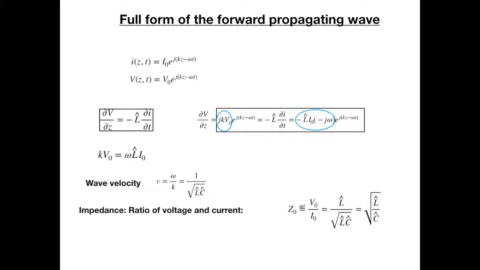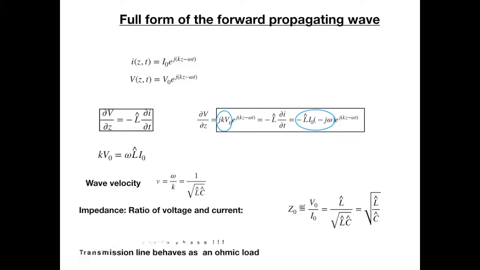Using the fact that the wave velocity is what we've derived before, we find the ratio between the voltage and the current is related to the inductance and capacitance per unit length. The voltage amplitude over the current amplitude, shown here by V naught over I naught, is simply the square root of the inductance per unit length over the capacitance per unit length. We call this ratio the impedance of the transmission line, usually denoted by Z naught.